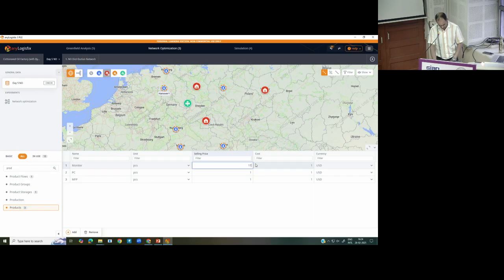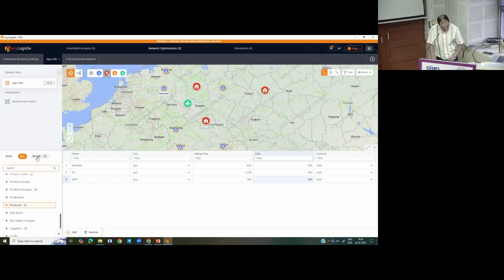Monitor: price 850, and then cost, sorry, 250. What about the PC? 1150, and cost 350. MFP 700. There 200. Okay, this is done. Then, let me see.